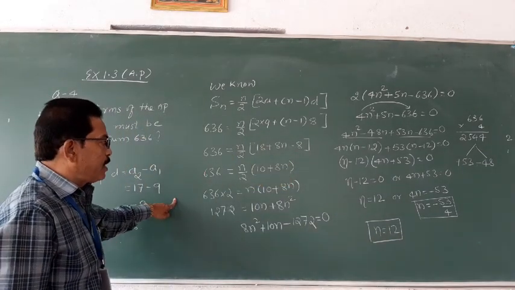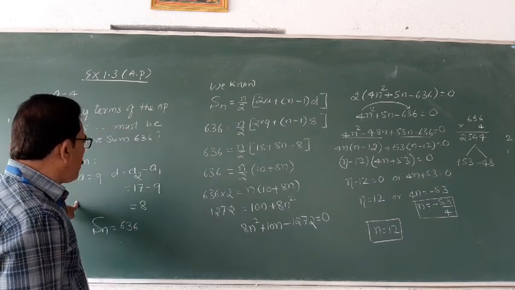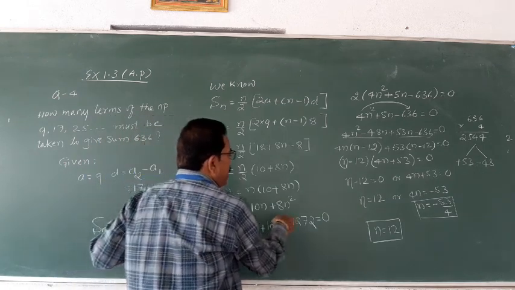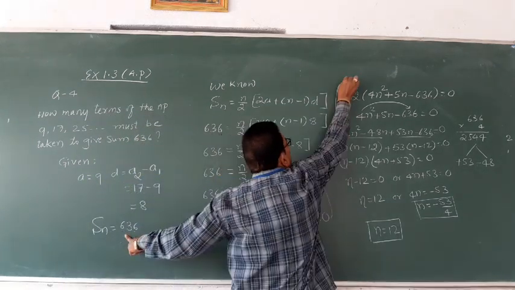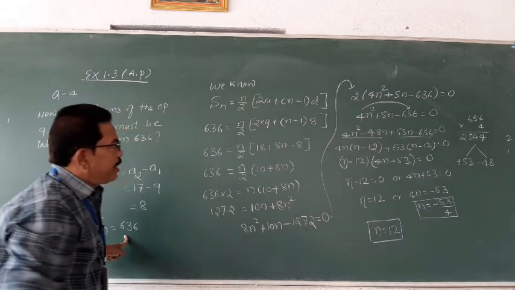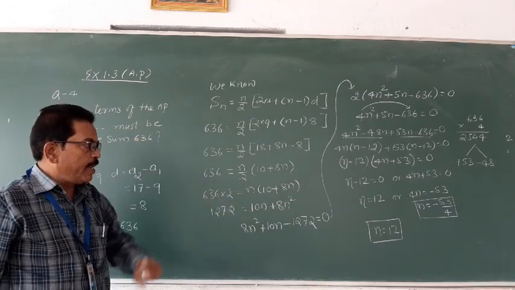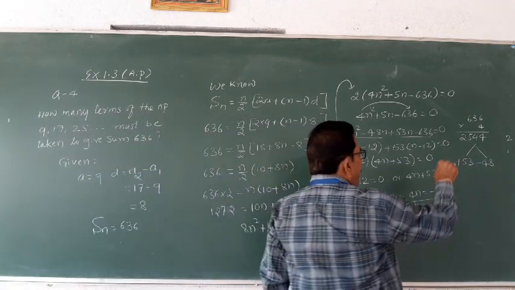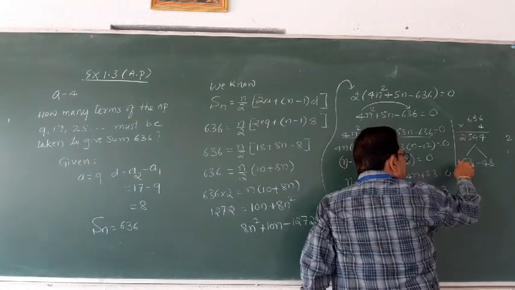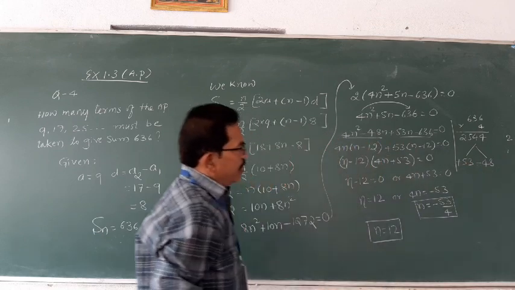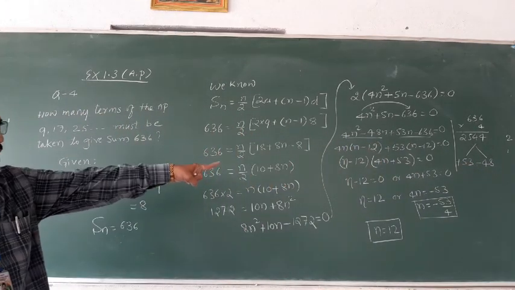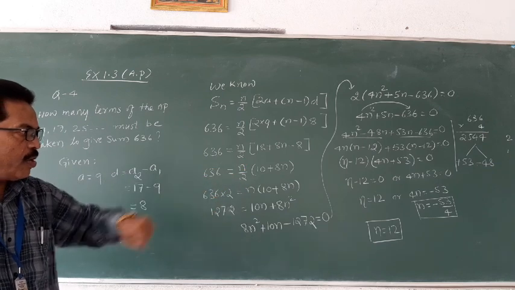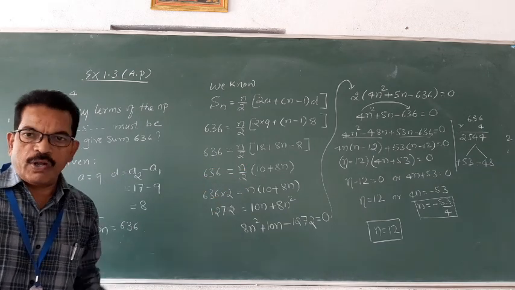See the problem once again. We have written the given data here, then solved the problem by this method. After simplification we got the quadratic, then the factorization of that term was done with plus 53 and minus 48. So we got n equals 12.